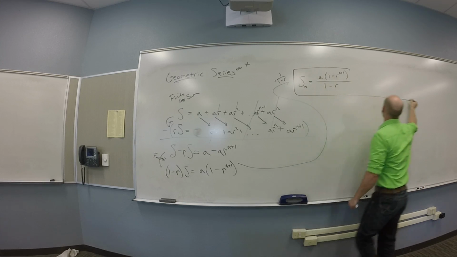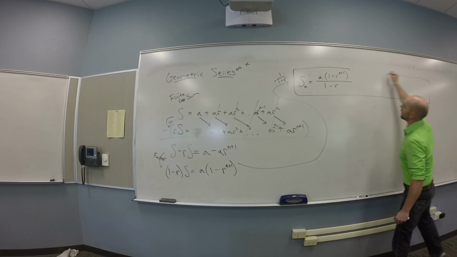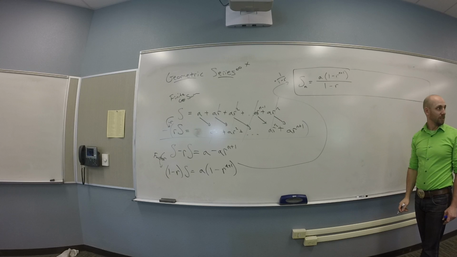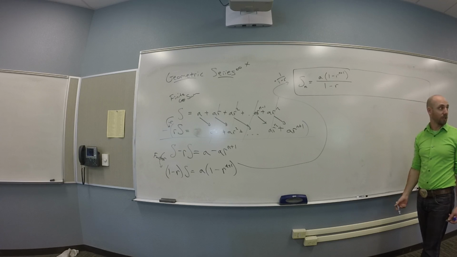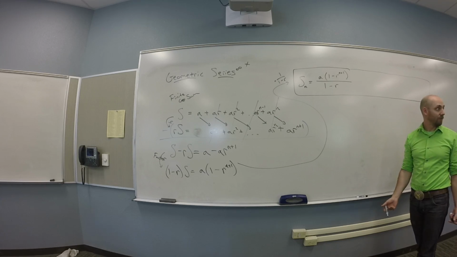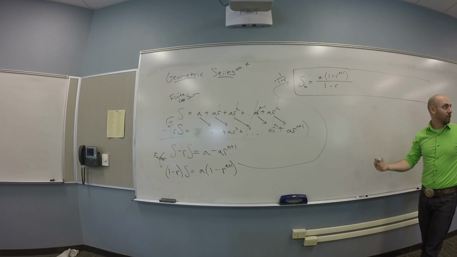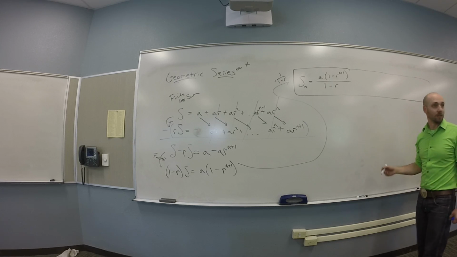It should be noted with this one that it doesn't matter what r is. You can get away with r is 2 for this one. Okay, see why? Before it mattered because r had to be smaller than 1 because I was going to add up an infinite number of things. But here, who cares? You only have finitely many things.